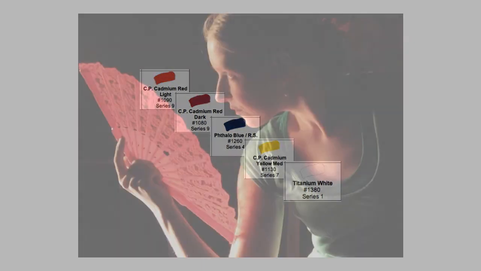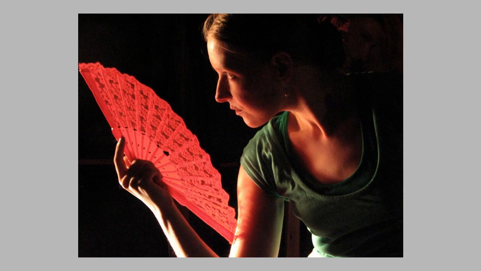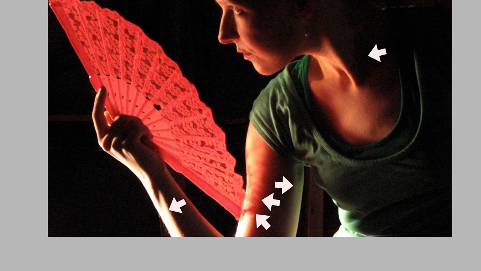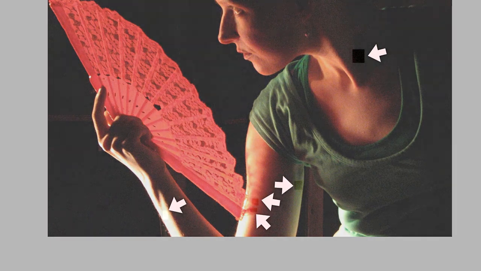4 colors plus white. Now let's look at a photo reference that I'm going to do a painting of. There's the photo reference. And if you look really closely at it, those 5 arrows are pointing to flesh tones. And let's look at what those colors really are. Those are all flesh tones.